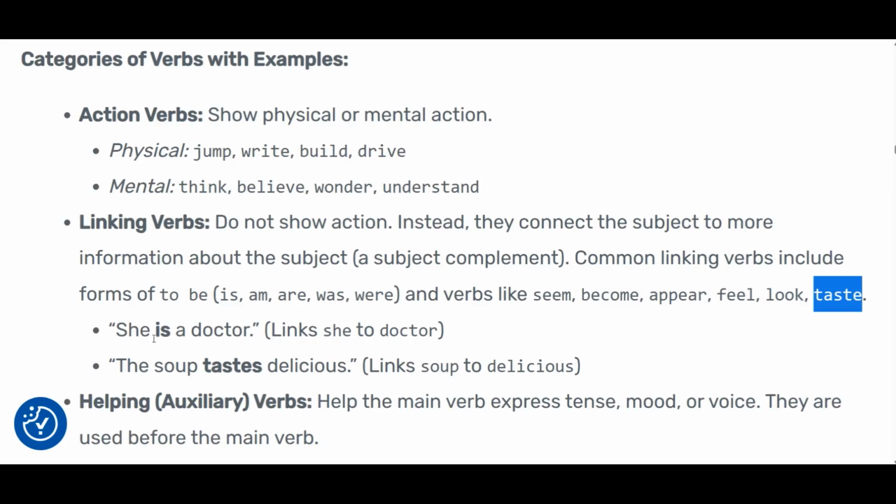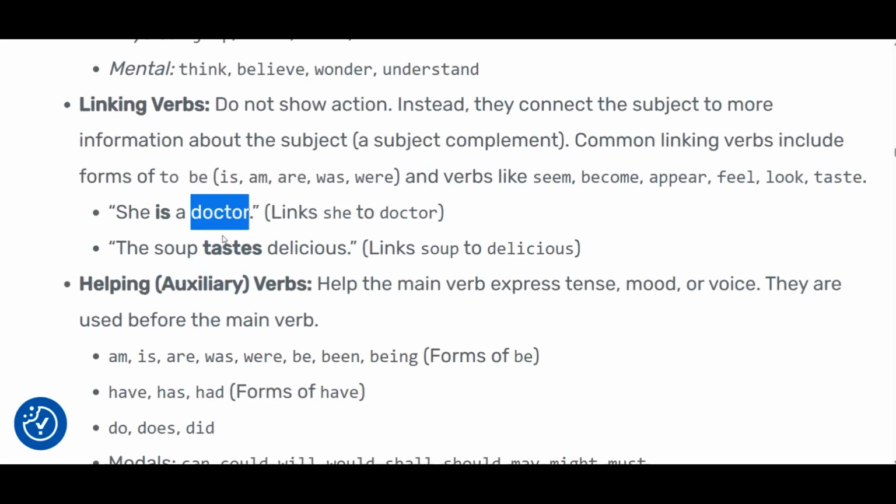So "she is a doctor" links she to doctor. Here, we have doctor written, we have she written, and is is working as a linking verb. It is linking she to a doctor. Then "the soup tastes delicious" links soup to delicious. So these are called linking verbs.